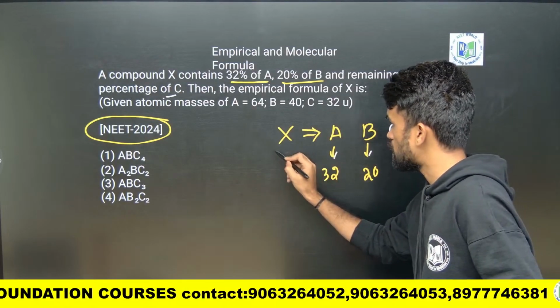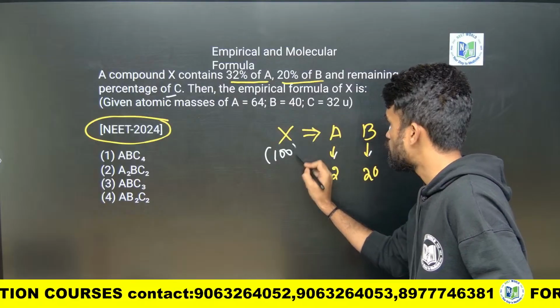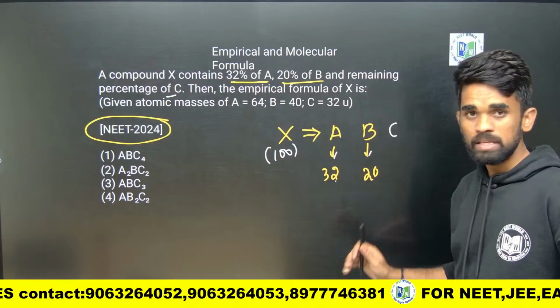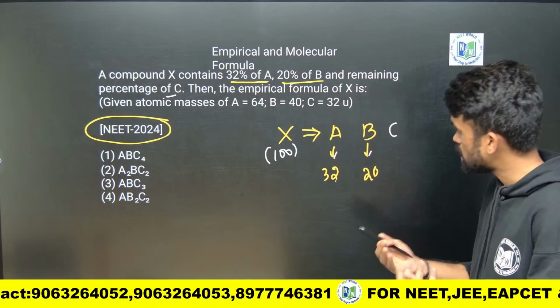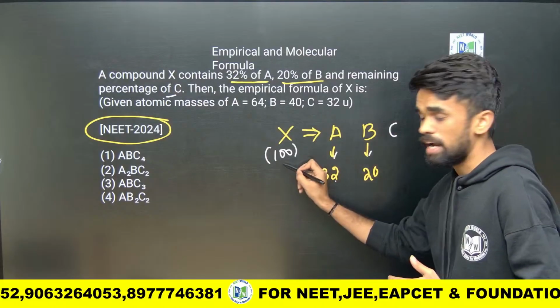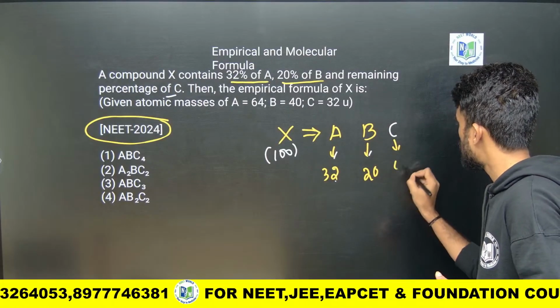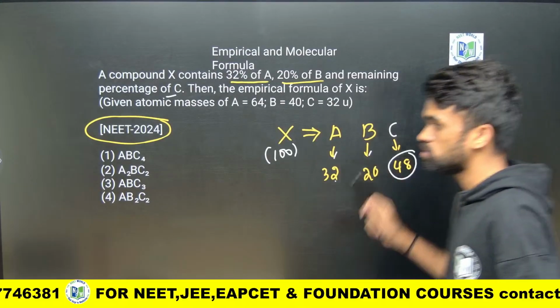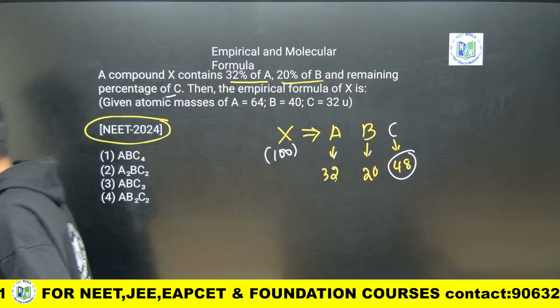So what is the total composition? Let us say 100. Out of this 100, 32 is A, 20 is B, then remaining will be C only. So what is that remaining? 32 plus 20 will be 52, 100 minus 52, that is 48% will be for C. Hope it is clear how we are able to solve this kind of thing, right?